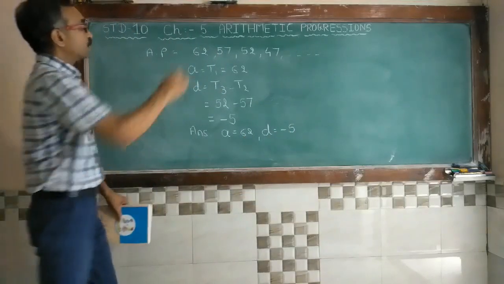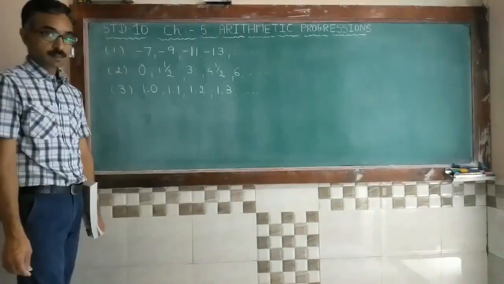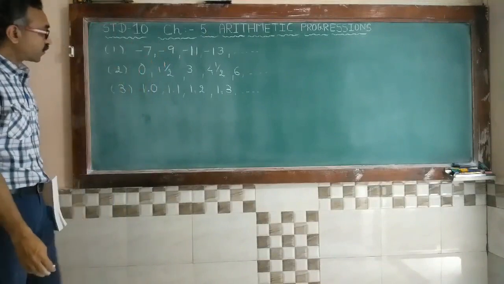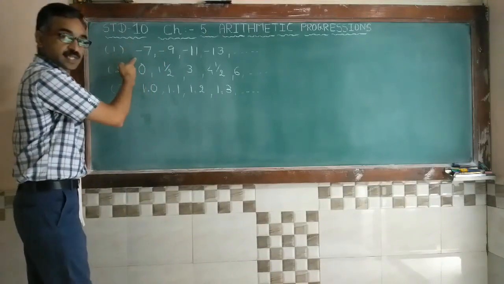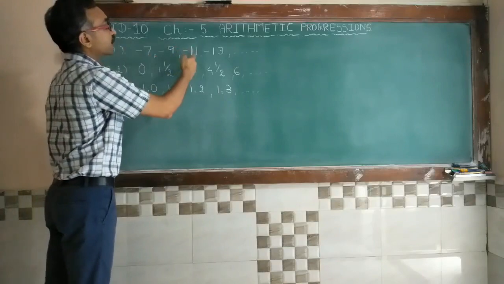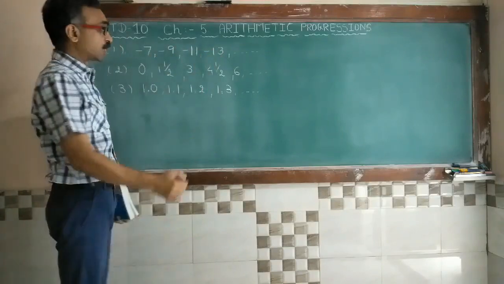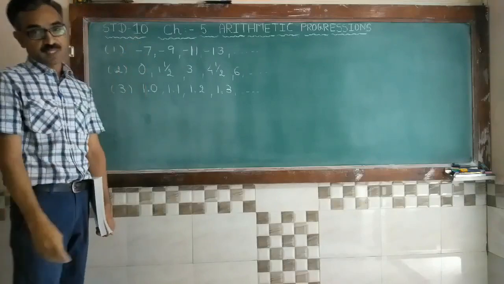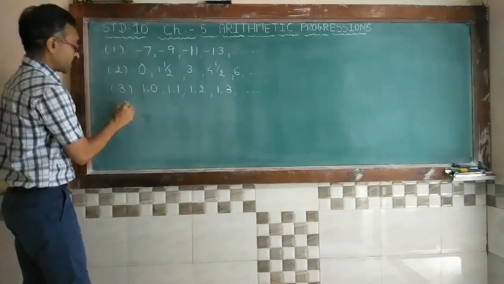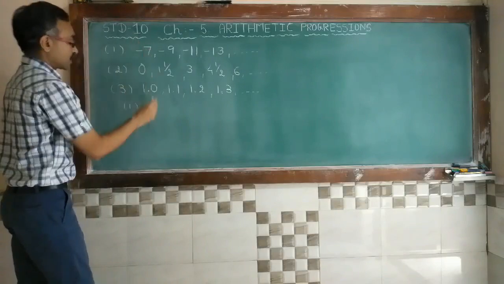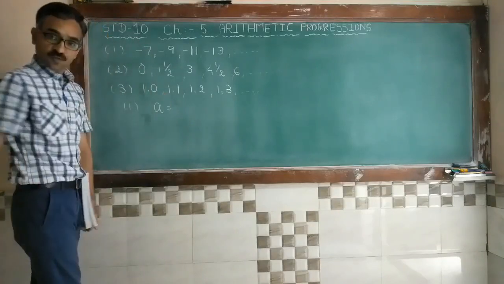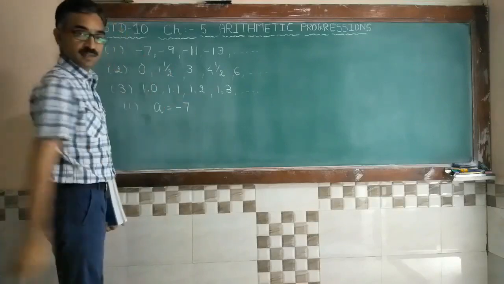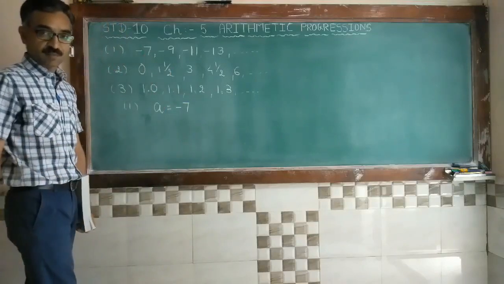Okay. Now we are given 3 APs. The first arithmetic progression is minus 7, minus 9, minus 11, minus 13. We have to find first term and common difference in all the 3 arithmetic progressions. For the first one, see here, your A, that is first term, or you can say T1, is minus 7. So this is your first term, minus 7.